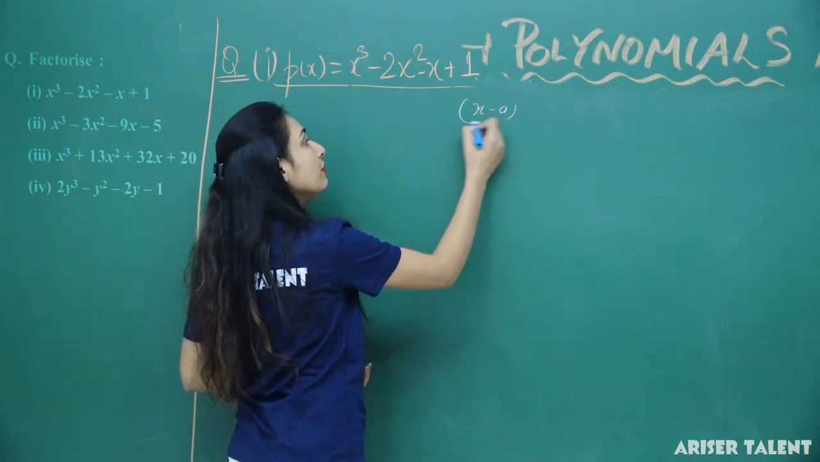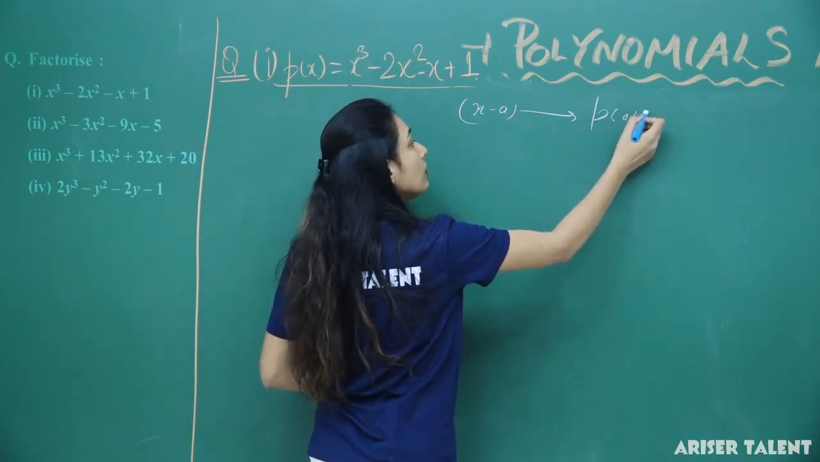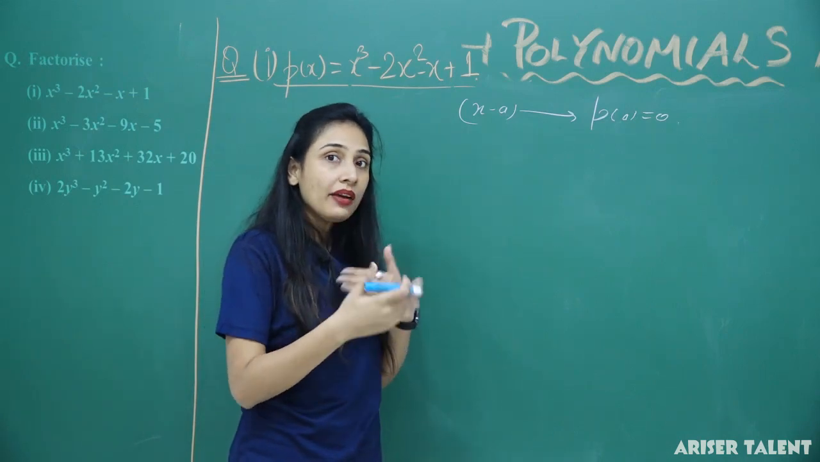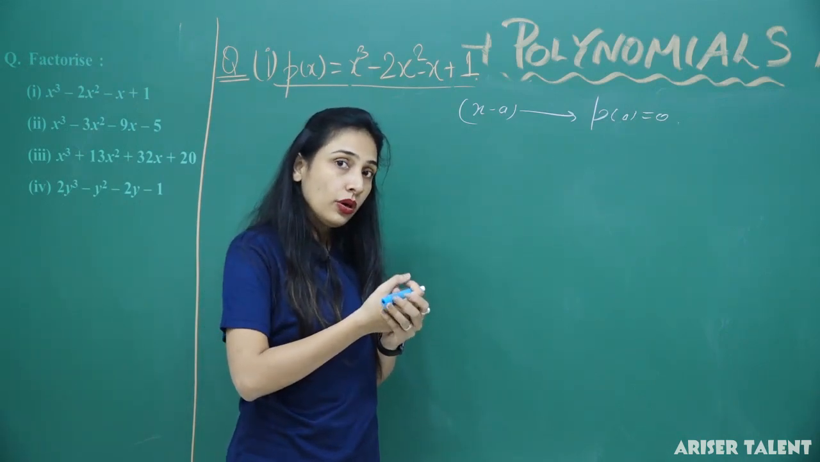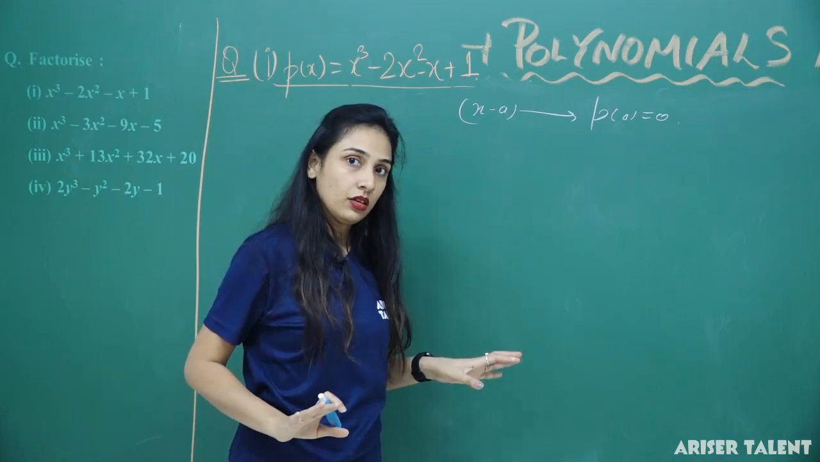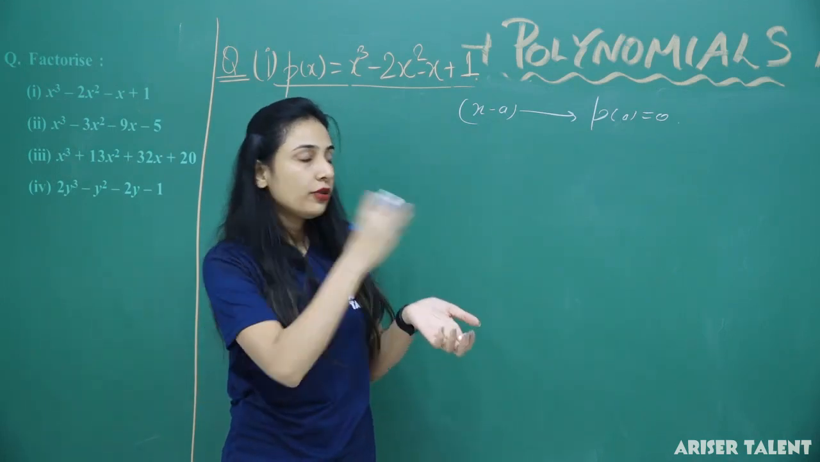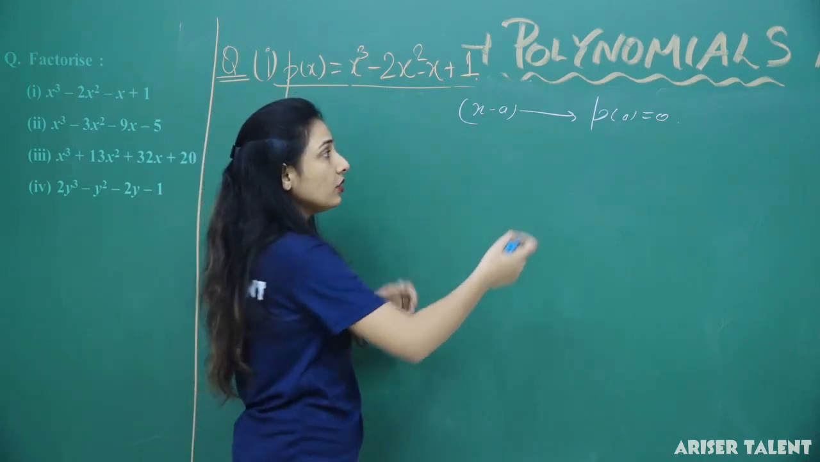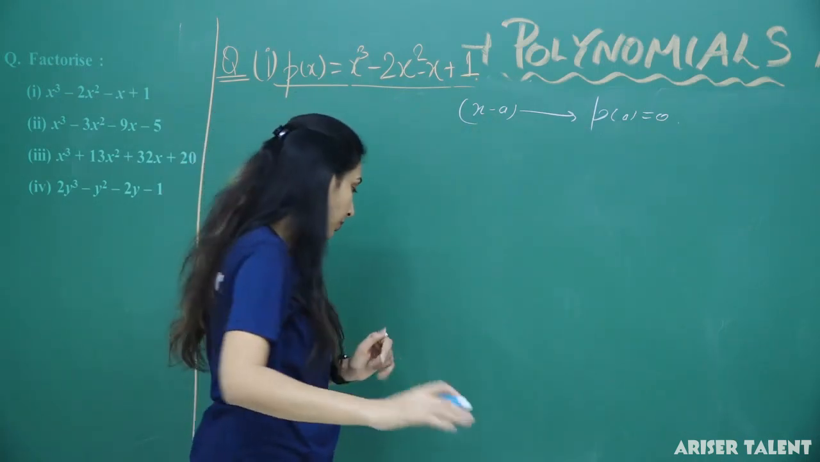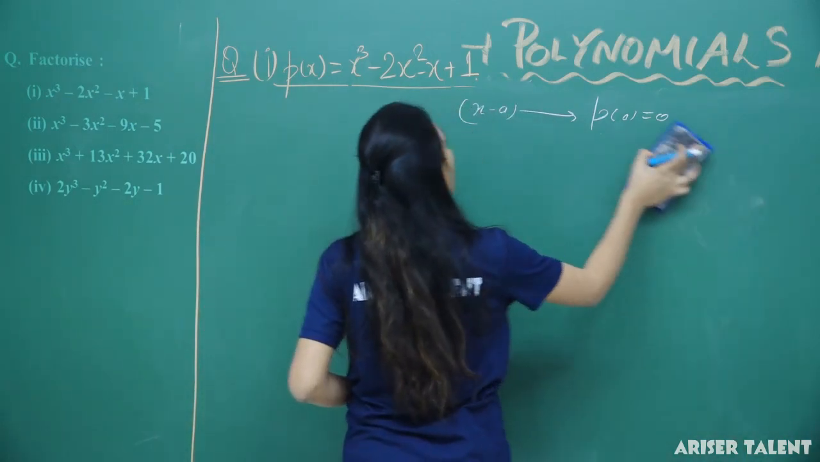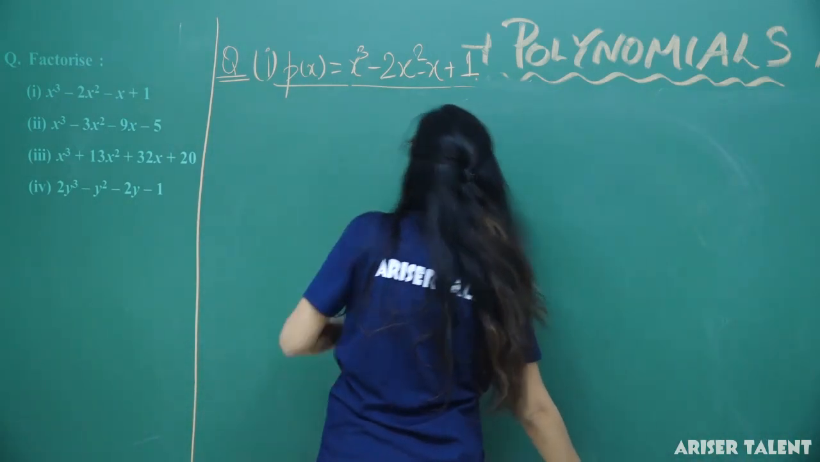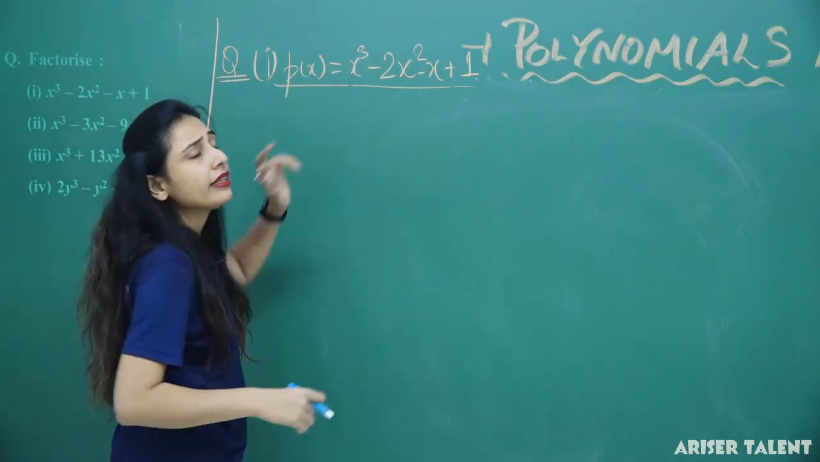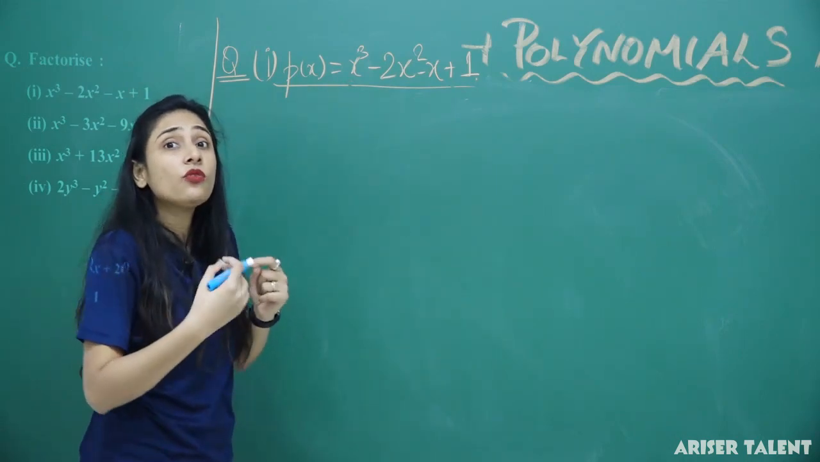x minus a will be a factor if P(a) equals 0. I will now try the hit and trial method. What is the hit and trial method? You just put some value and get that value as 0. If P is 0, that means x minus a is a factor. By this concept, let's put 1 here and see what is the result.